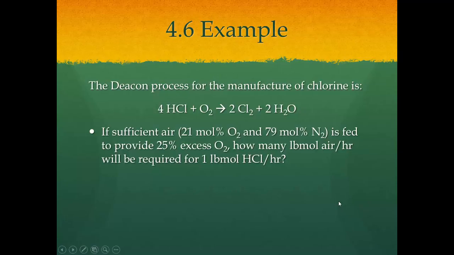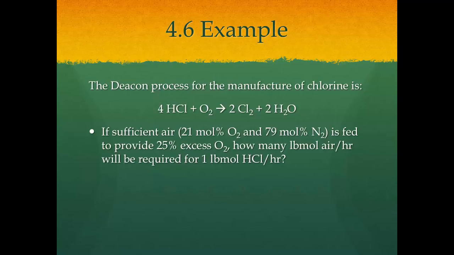In this video, we're going to work an example using fractional conversion and extent of reaction to actually solve a material balance problem. So, in this one, we have the Deacon process. It's a way of manufacturing chlorine using hydrochloric acid and oxygen.